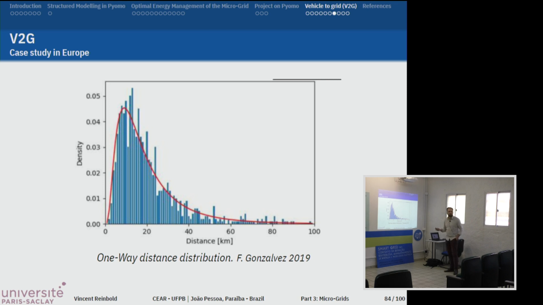I think in Brazil it will be a little bit bigger. Maybe 60 here, I'm not sure. But it's the input data for our analysis. If we want to analyze this type of methods or techniques, we have to know what the use of the electric vehicles is.